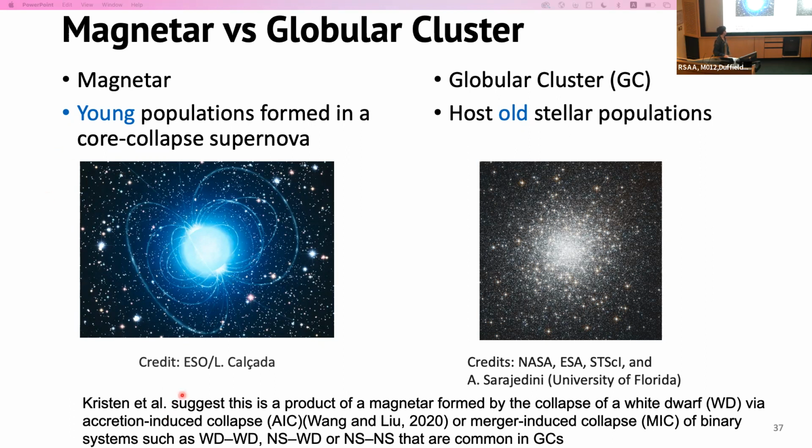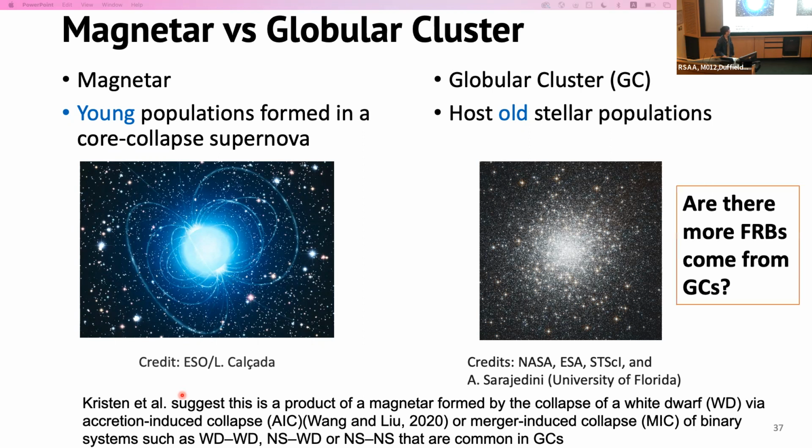In this paper, they suggest that this may come from a product of magnetars formed by a certain channel, but this is just a model from the paper. In fact, we have only detected one FRB from a GC, so we don't know if it's true or not. So maybe we are asking, are there more FRBs coming from GCs?